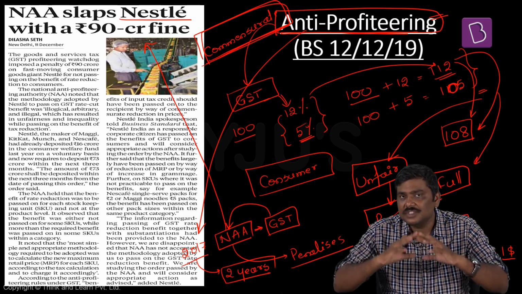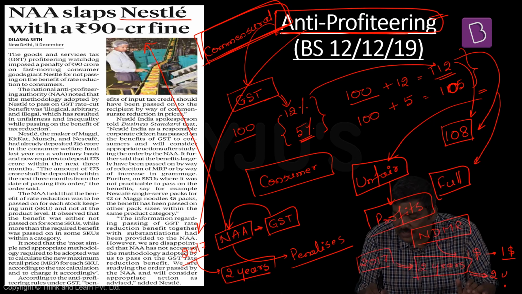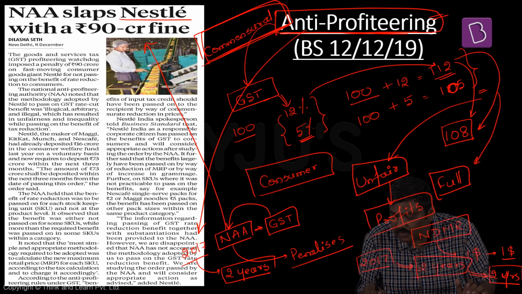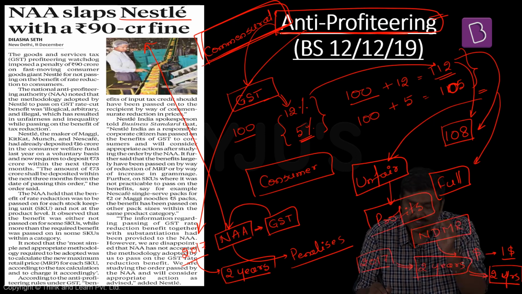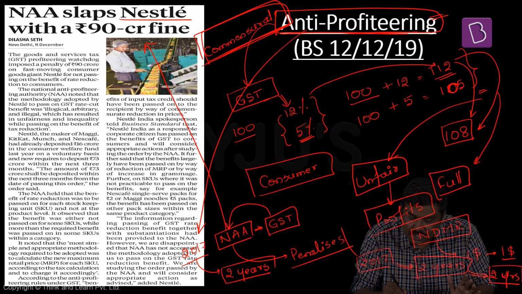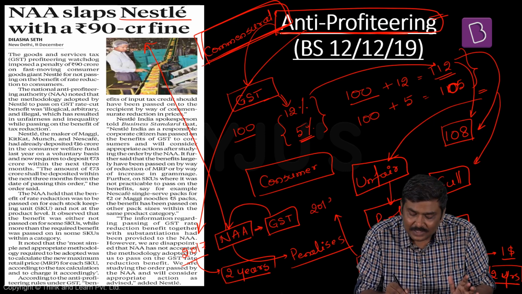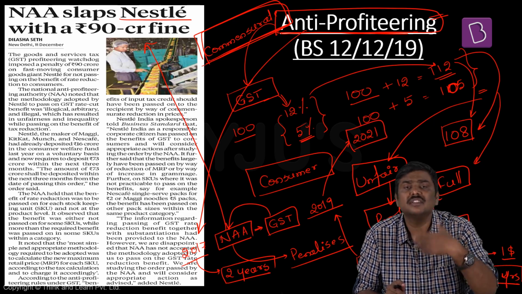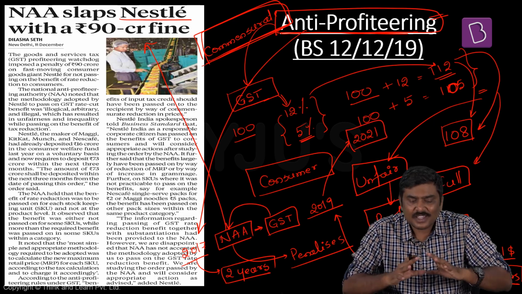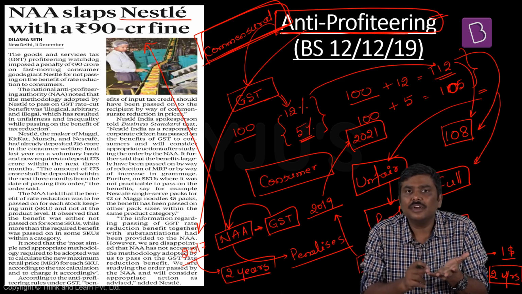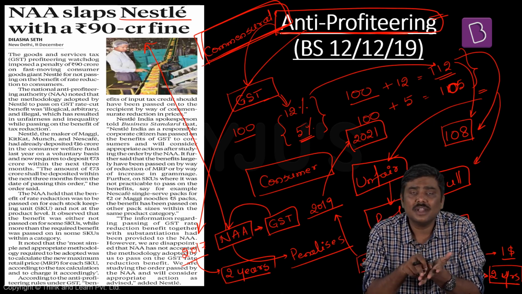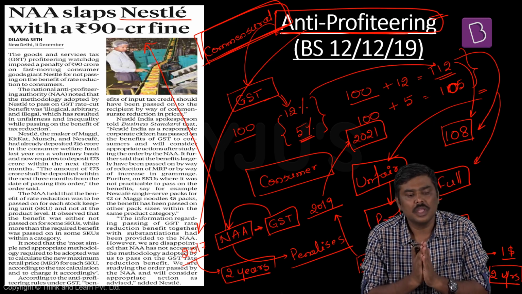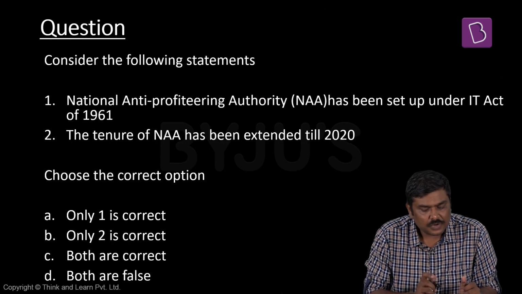And very recently the GST Council has given an extension of 2 more years for the functioning of this particular authority, which in simple terms means rather than shutting shop in the year 2019, the authority will continue to operate till 2021, which again has raised certain concerns in the market. So basically these are the points related to the idea of a National Anti-Profiteering Authority as well as the concept of anti-profiteering. Now based on this, let's solve a question here.